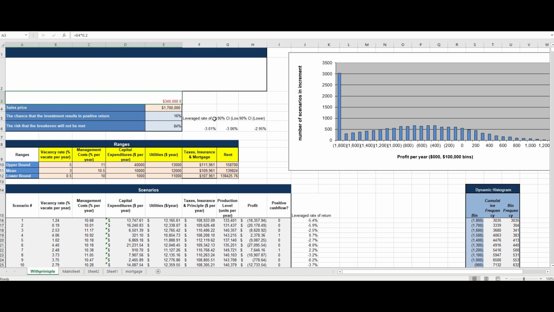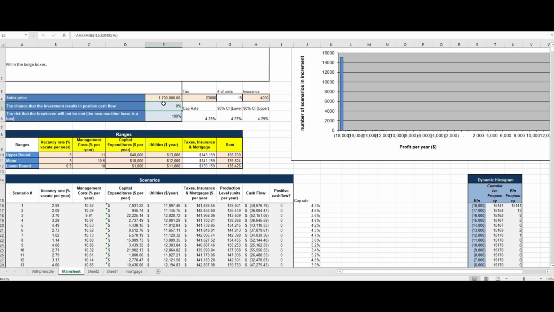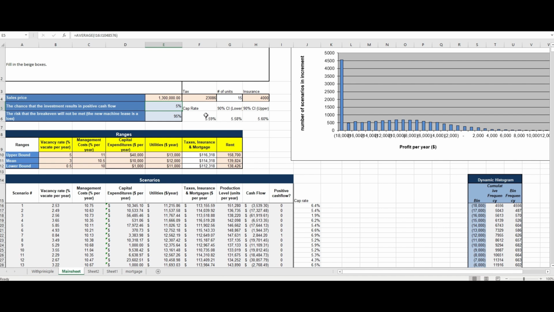So at this price, we're going to invest $340,000. We should expect to lose about 3% a year, which means it would be a really stupid thing to buy this because we could just put that $340,000 into a savings account. So once we get to a more realistic number, I'd probably say 1.3 million, we can see now the cap rate is getting closer to what the industry standard is.